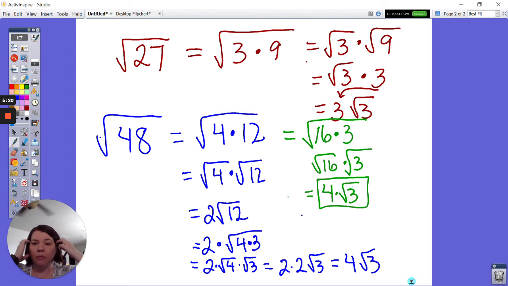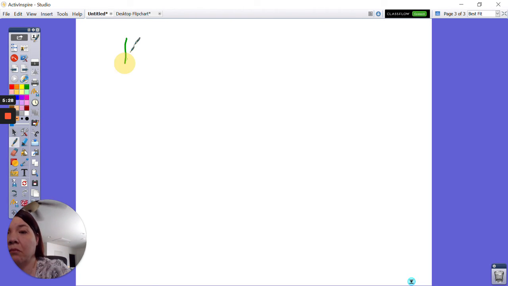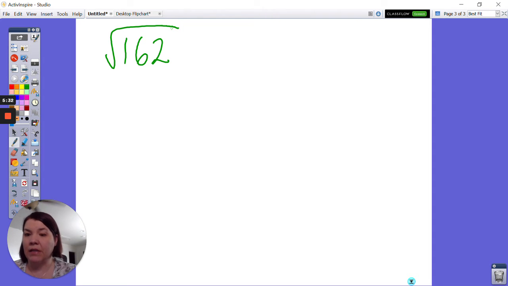So let me go with 126. Giant number, don't know. So I'm going to start by saying, okay, well, does 2 divide into it? Does 3 divide into it? Does 5 divide into it? So those are the 3 I check, 2, 3, and 5. Those are my first ones I check. And what I'm looking for is the other number to be a perfect square.